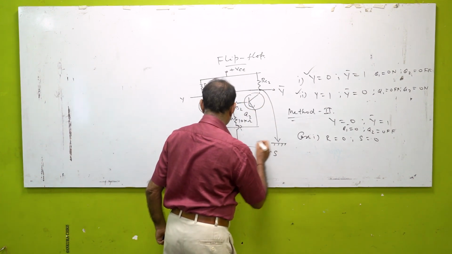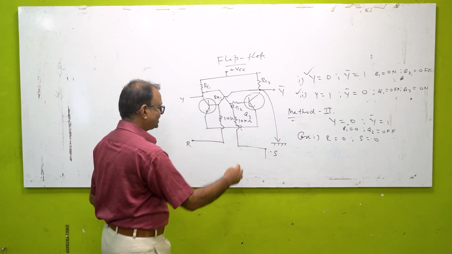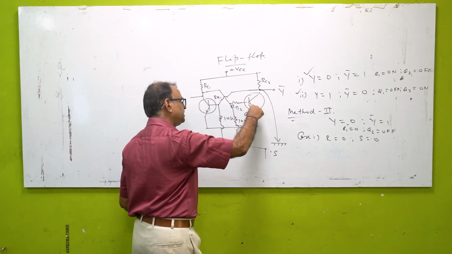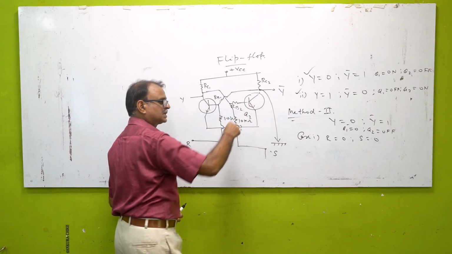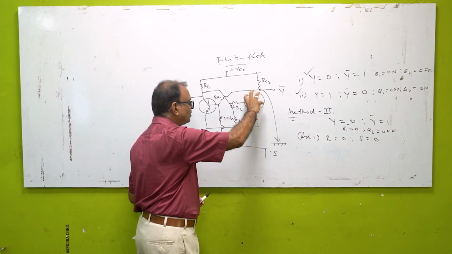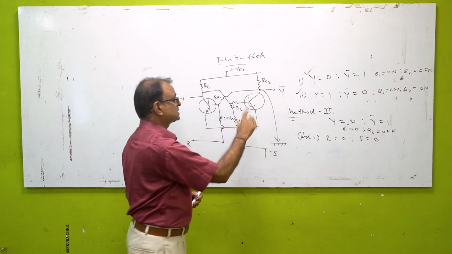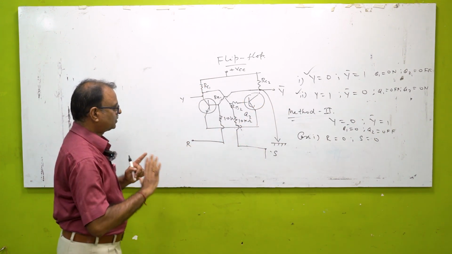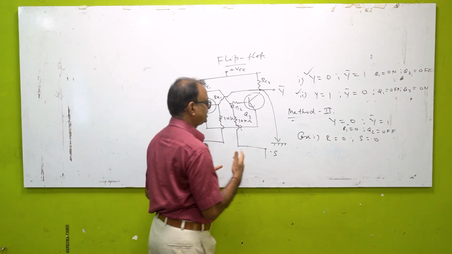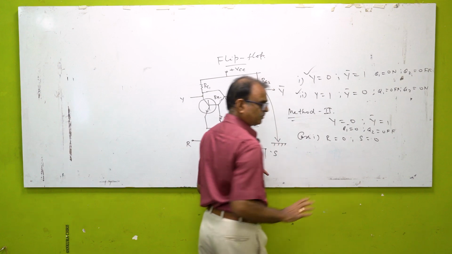Similarly, when S is equal to 0, meaning it is grounded, another 10 kilo ohm resistance will come in parallel between the base and emitter of the second transistor. Naturally, the non-conducting state of this transistor Q2 will not be hampered at all. So naturally, y bar will be the same as it was. That means y bar will be 1.